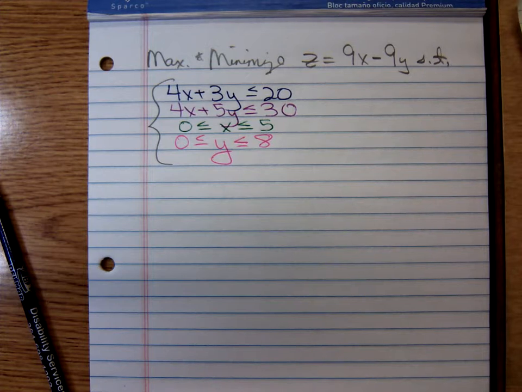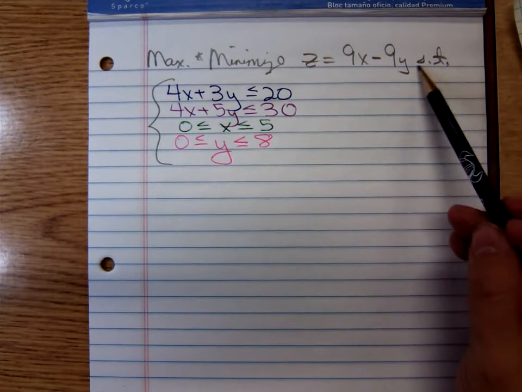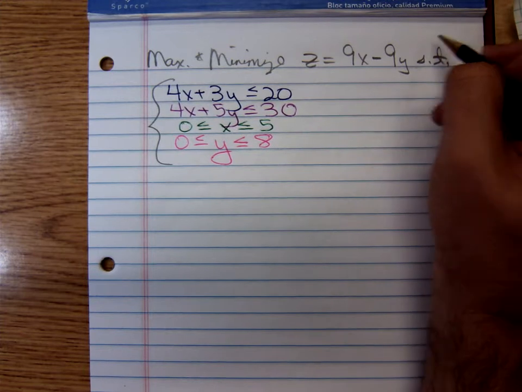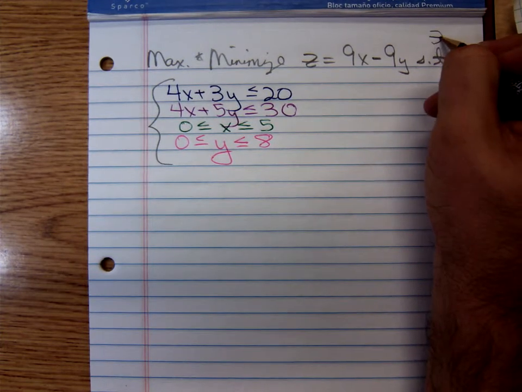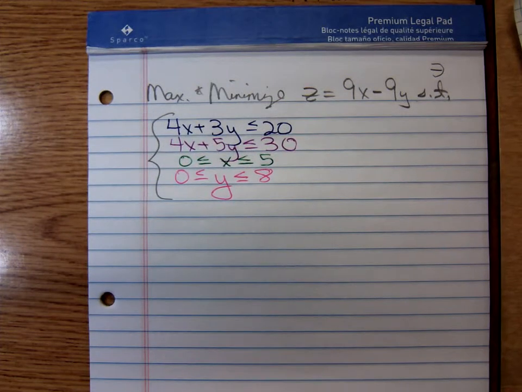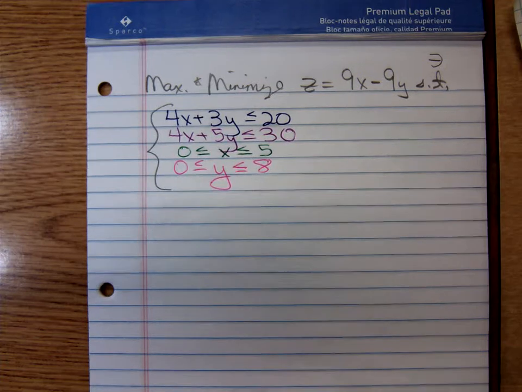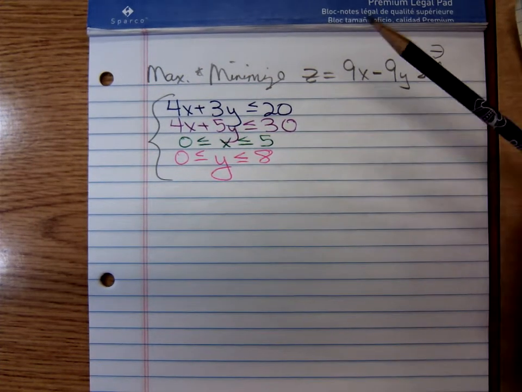We want to maximize and minimize z equals 9x minus 9y, subject to, notice my abbreviation for subject to. Some people use this symbol here. And invariably people want to know what it is, so I just do the ST abbreviation. And here are my constraints.